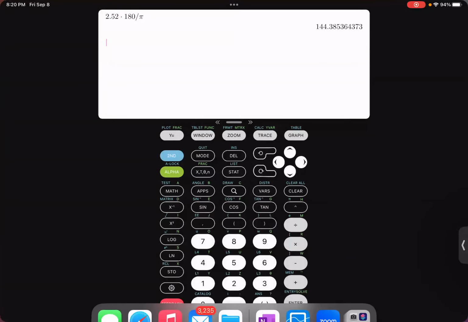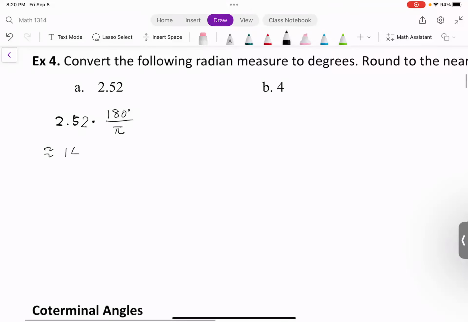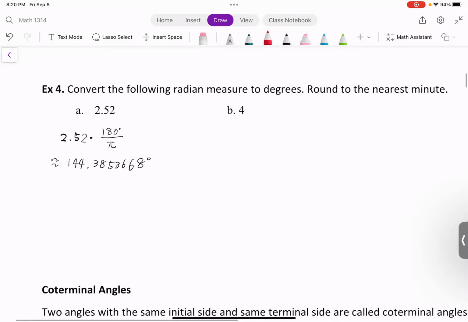So this is the degree mode. I cannot say I'm having an equal sign. I need to have approximately equals 144.3853668 degrees. I cannot stop here because the question is a little bit tricky. It says round to the nearest minute. Do I have minutes in my solution? No, I only have the degree. So how to find the minutes part?